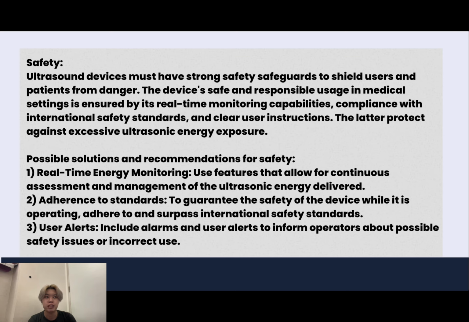Possible solutions and recommendations for safety include, firstly, real-time energy monitoring. Use features that allow for continuous assessment and management of the ultrasonic energy delivered. Secondly is adherence to standards. To guarantee the safety of the device while it is operating, adhere to and surpass international safety standards. Thirdly, user alerts. Include alarms and user alerts to inform operators about possible safety issues or incorrect use.